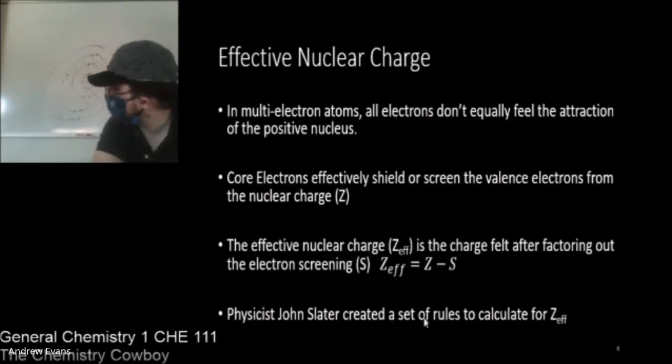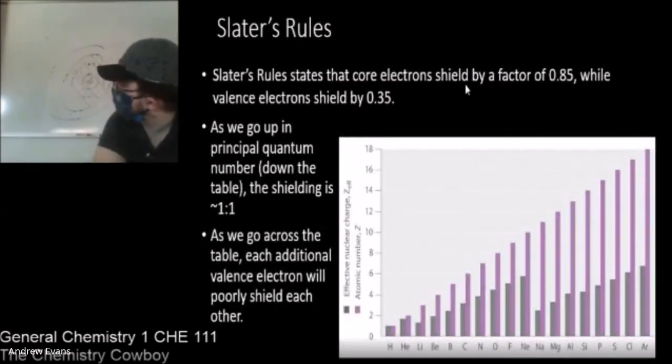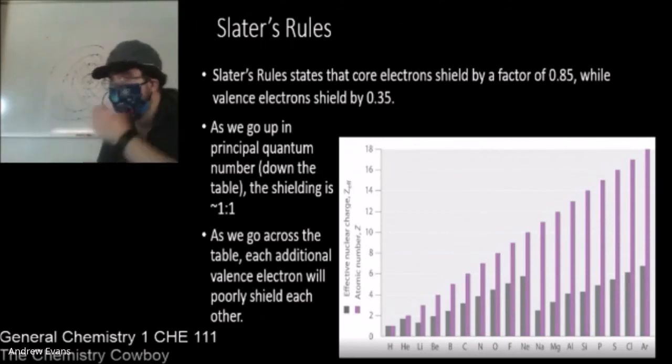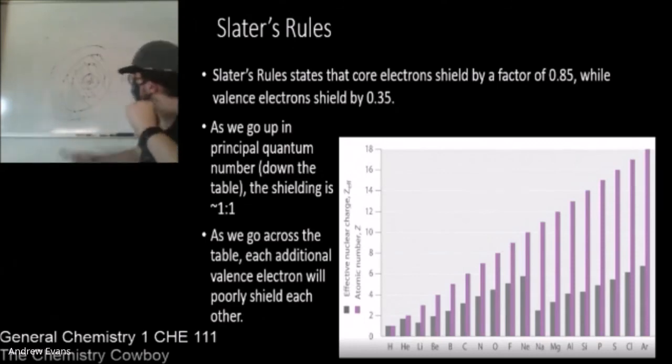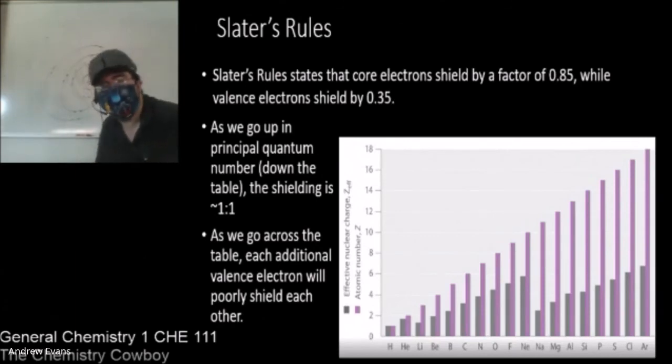Now, there's ways to calculate this, and I'm going to give you them, but I'm not going to actually ask you about them. It's basically that an electron in the core shields by a factor of 0.85. Electron in the valence level shields by a factor of 0.35. I'm not going to ask you to do any math with those. But basically what it means is core electrons are almost a one-to-one shield. Almost. The valence electrons don't shield each other very much at all.